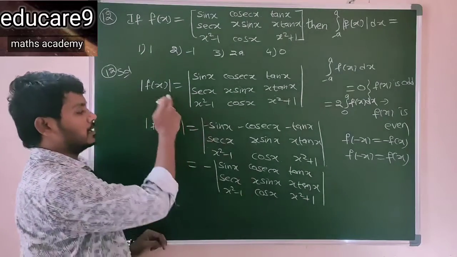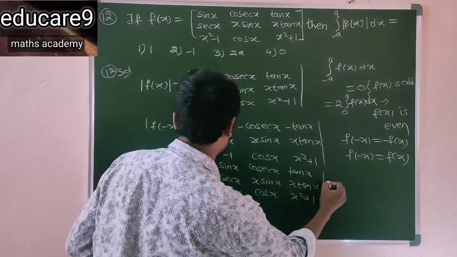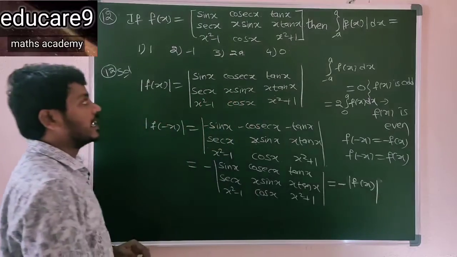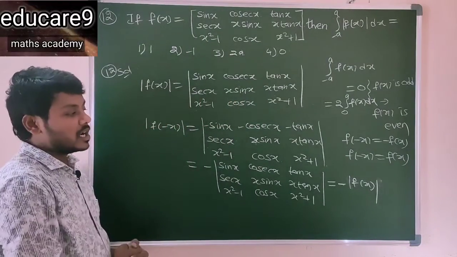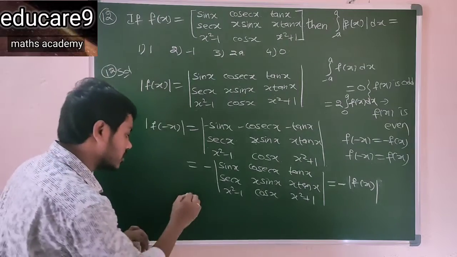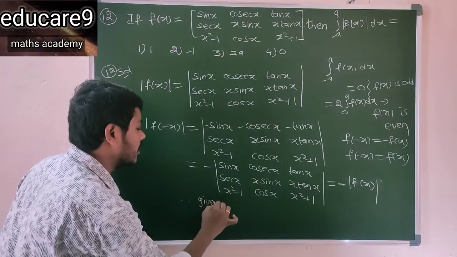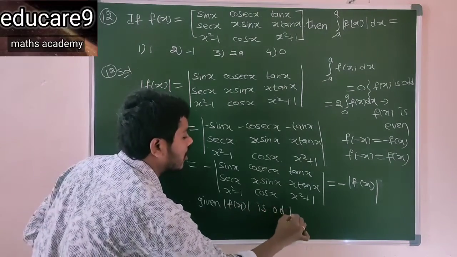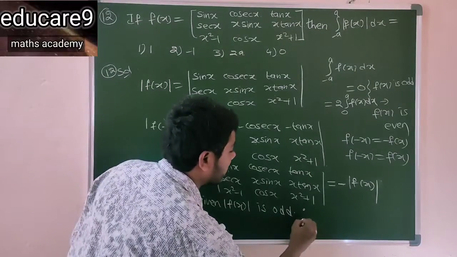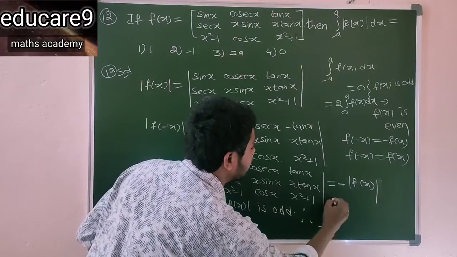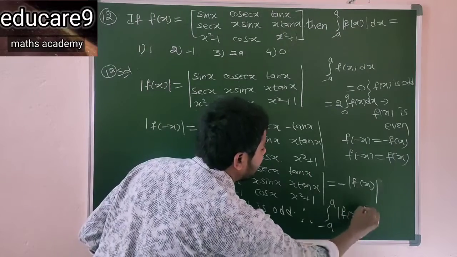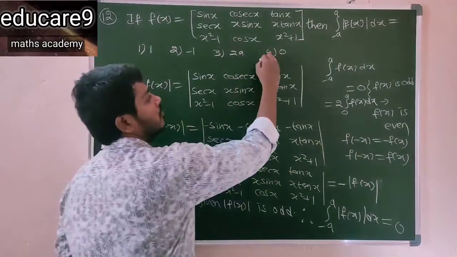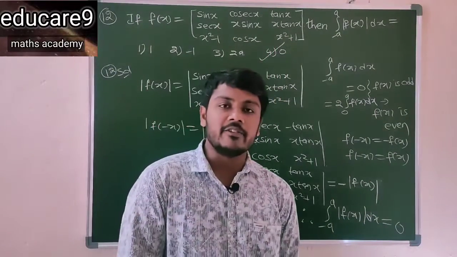What is this function? f of x, that is minus determinant of f of x. So clearly, what is the determinant of f of x? Clearly the given function is an odd function. So therefore the given function, that is the determinant of f of x, is odd. So therefore integration of minus a to a determinant of f of x dx value is 0. So clearly option 4. For the next session we will discuss more problems.